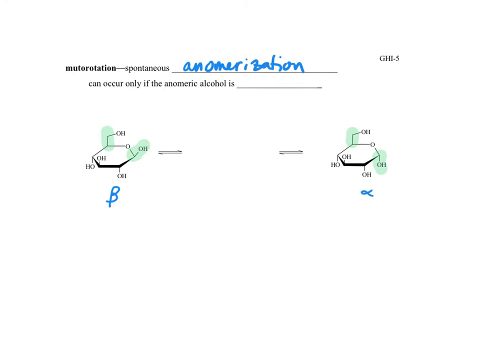Now the key here is that if you were to drop either of these structures into water, they would spontaneously convert back and forth from one to the other. And in order to understand the chemistry of that, you have to understand that it would go through the linear form. So when I draw linear glucose, I draw it out like this with an aldehyde in the carbon at the top, an alcohol at the bottom, and then I do right, left, right, right.